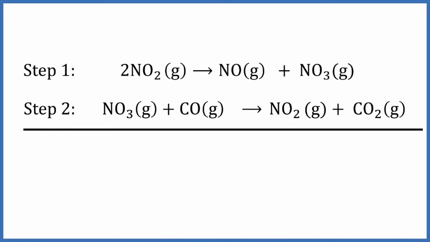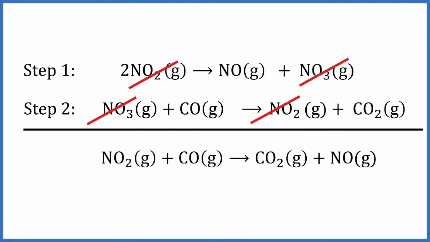In step 1, we have 2 moles of nitrogen dioxide decomposing to form nitrogen monoxide and nitrogen trioxide. In step 2, the nitrogen trioxide combines with carbon monoxide to form nitrogen dioxide and carbon dioxide. And as you can see, if we added these two elementary reactions up and crossed out the common species on both sides to simplify our equation, we would get the overall equation that we started with.